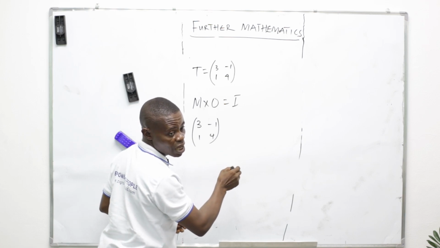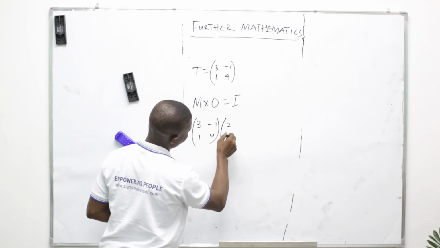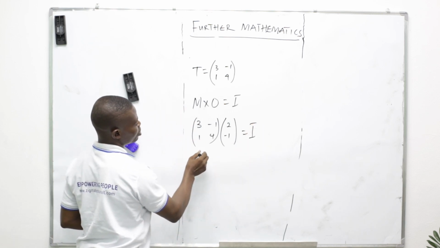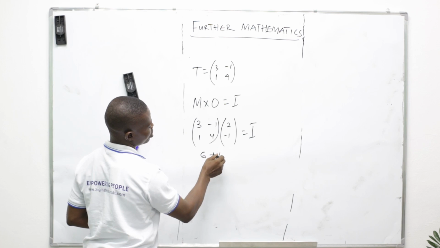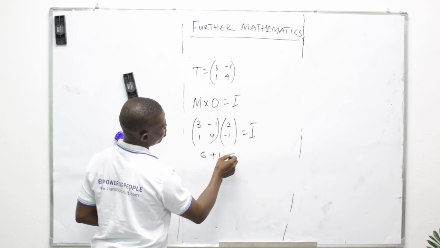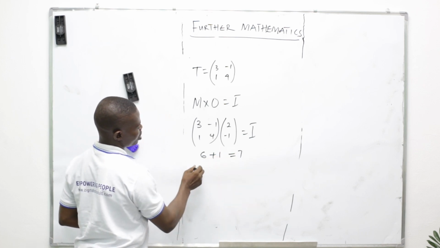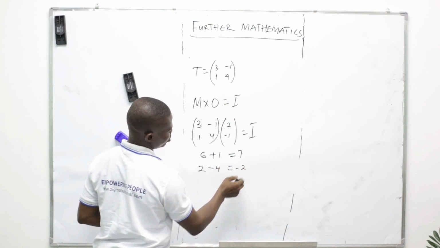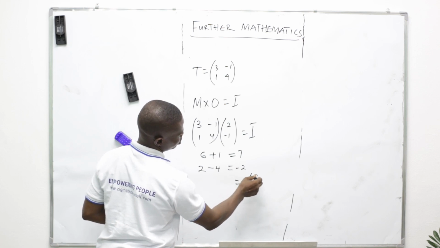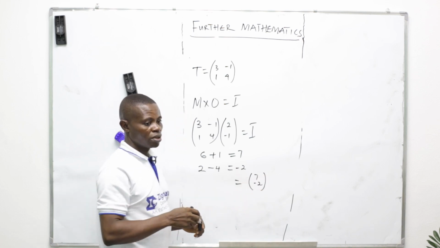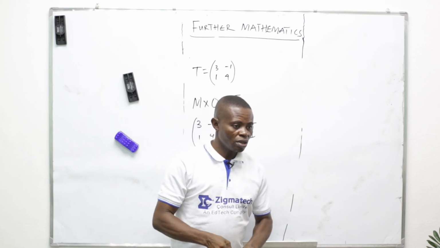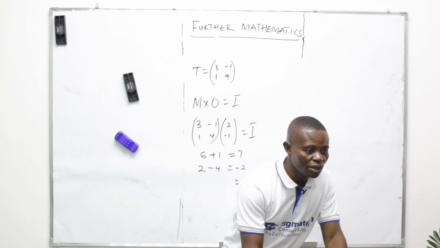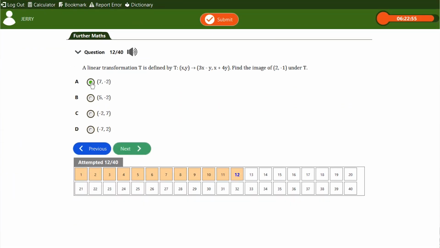The object they are interested in is (2, minus 1). So 3 times 2 is 6, minus 1 times minus 1 is plus 1. This is 7. 1 times 2 is 2, 4 times minus 1 is minus 4. This is minus 2. So the image now is (7, minus 2). Option A.